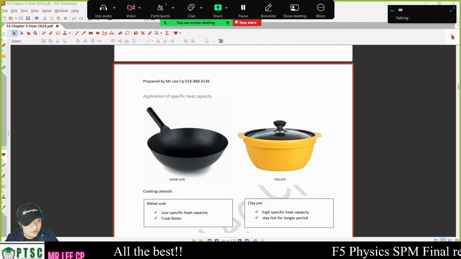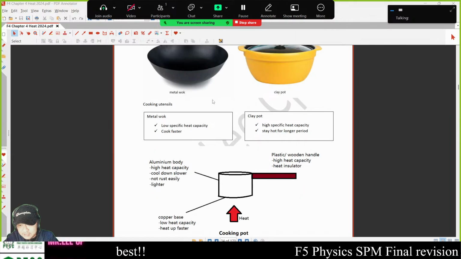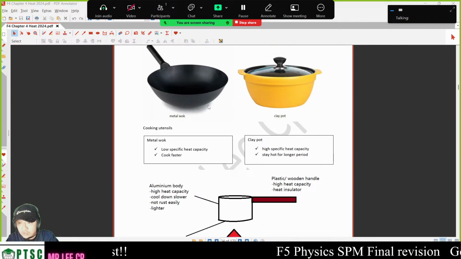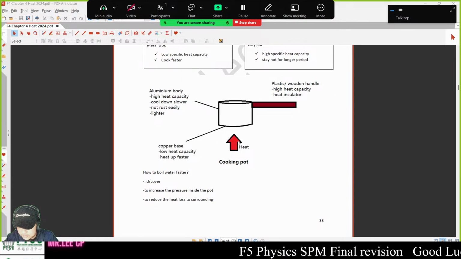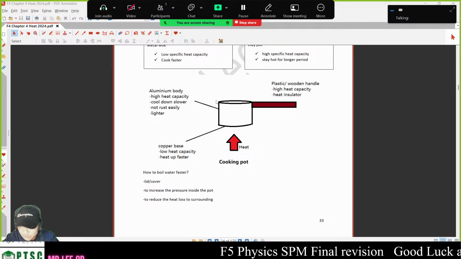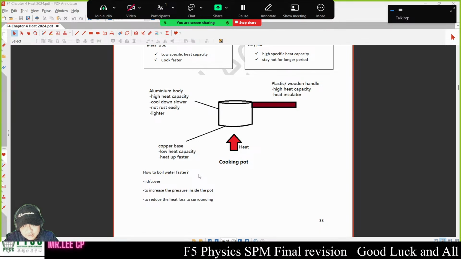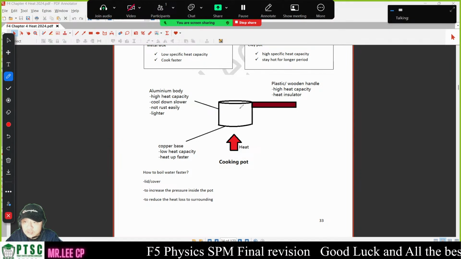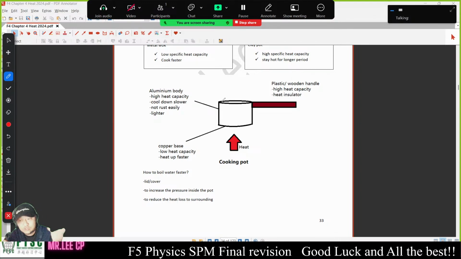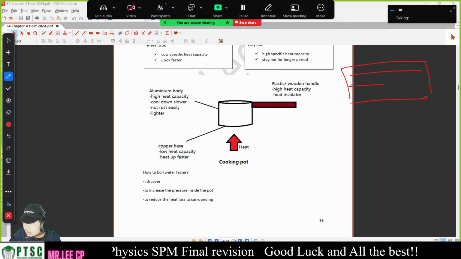So next one, it is the application of the specific heat capacity. You need to know this one. If the question comes out in 4 marks, how to make the kettle boil faster? You need to know how. Now, this one can come out in an essay. Choose the best cooking pot. For example, they give you a table like this.